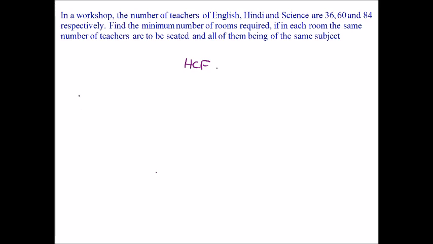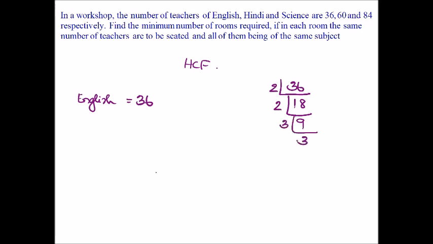For English, that is 36. 36, 2, 18, 2, 9, 3 and 3. That's 2 square into 3 square.